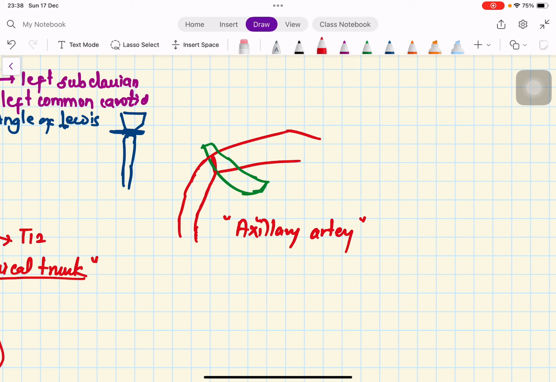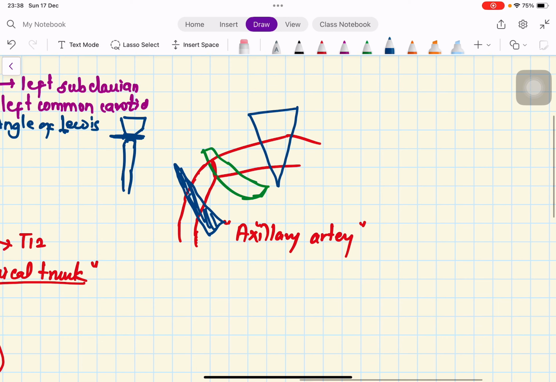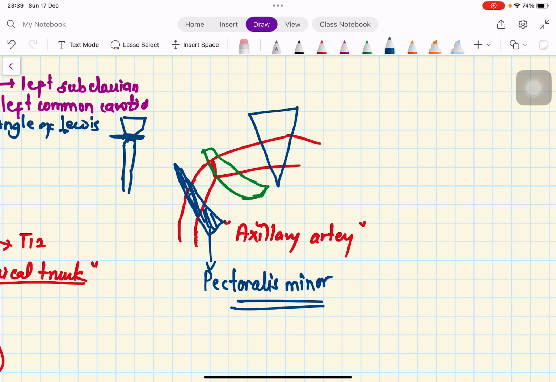Like the subclavian artery was divided into three parts by the scalenus anterior, the axillary artery will be divided into three parts with the help of the pectoralis minor muscle. Now let's talk more about the pectoralis minor muscle. Pectoralis minor origin is from where? It originates from the 3rd, 4th and 5th costal cartilage, and terminates at the tip of the coracoid process.